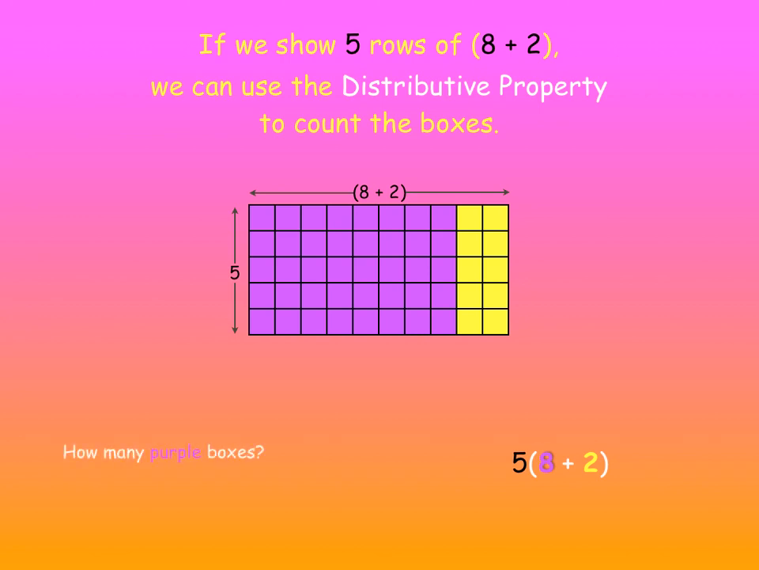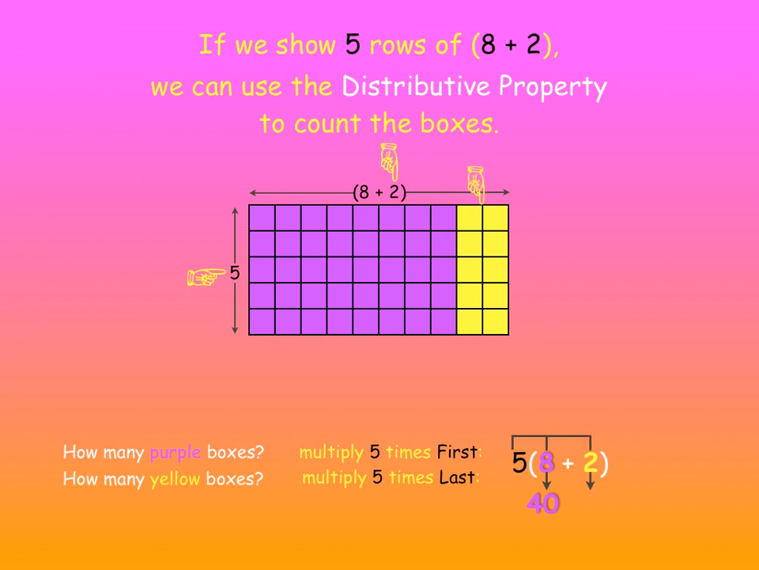How many purple boxes? Multiply 5 times the first number. 5 times 8 is 40. And how many yellow boxes? Multiply 5 times the last number. 5 times 2, which is 10. How many altogether? Add them, and we get 50.